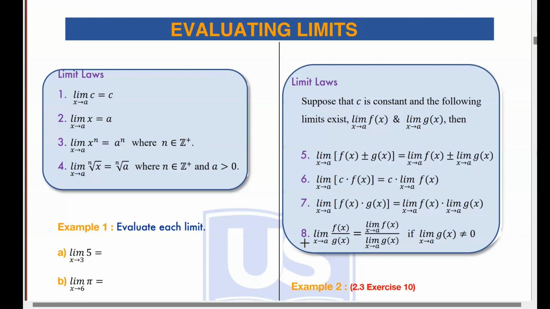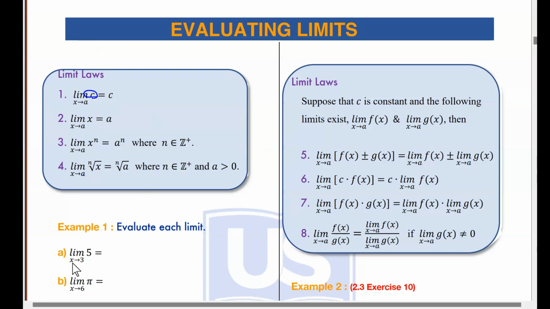So let's take a look at some rules. As always, we have a couple of rules. The first rule: limit as x approaches a of c is equal to c. Since there is no x to be replaced here as a function, the result is itself. So whenever we have a constant function, the result is going to be the same constant. Limit as x approaches a of c is equal to c.